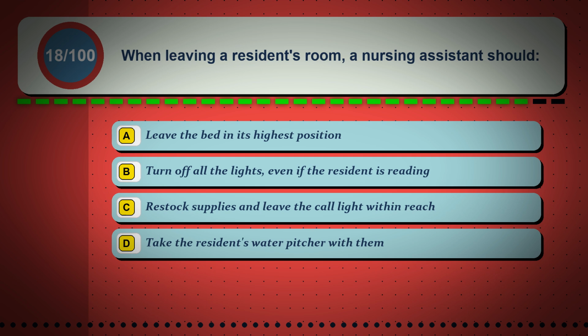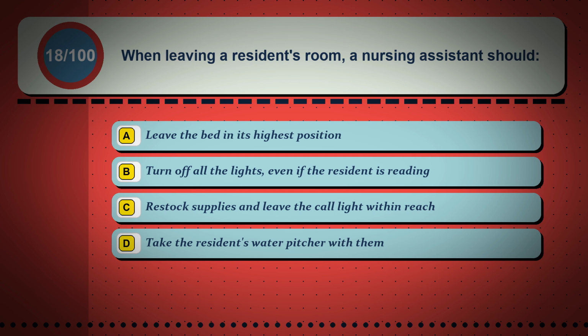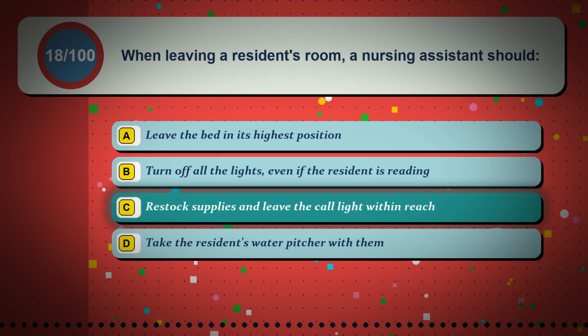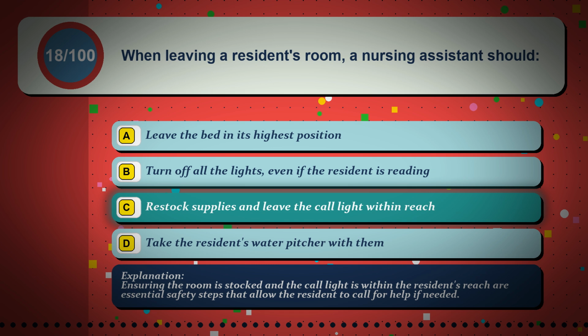Question 18. When leaving a resident's room, a nursing assistant should: Option A. Leave the bed in its highest position. Option B. Turn off all the lights, even if the resident is reading. Option C. Restock supplies and leave the call light within reach. Option D. Take the resident's water pitcher with them. The correct answer is option C. Restock supplies and leave the call light within reach. Ensuring the room is stocked and the call light is within the resident's reach are essential safety steps that allow the resident to call for help if needed.